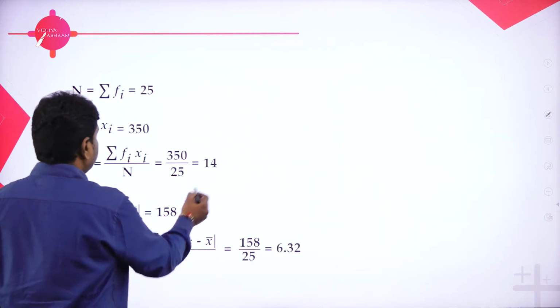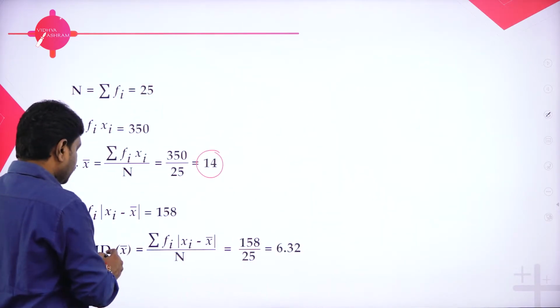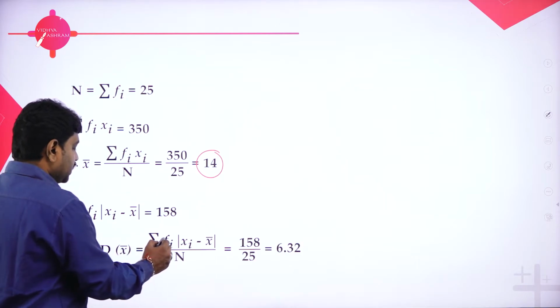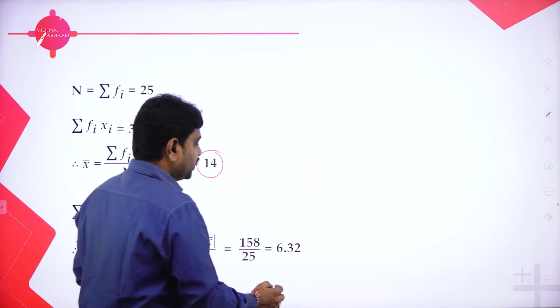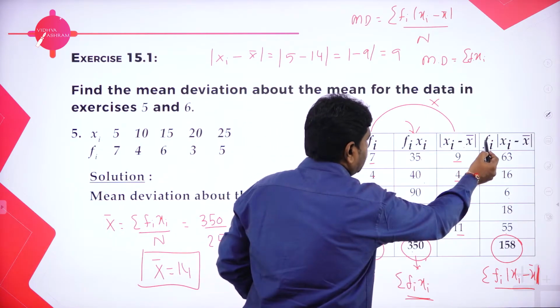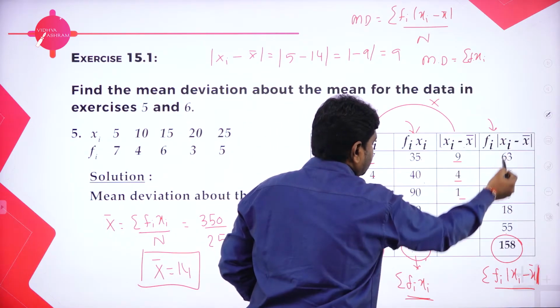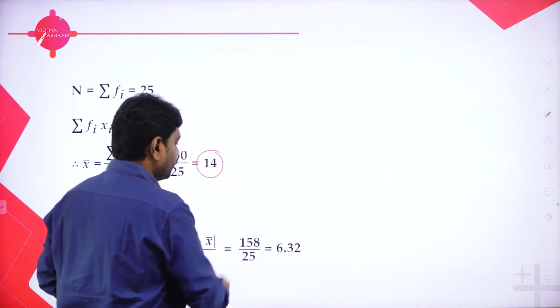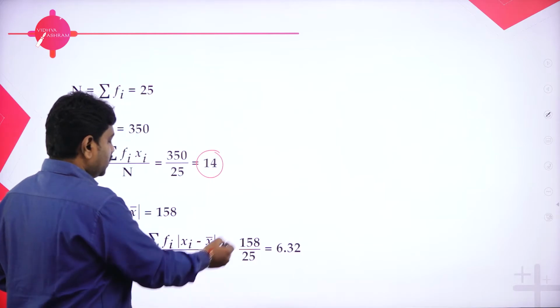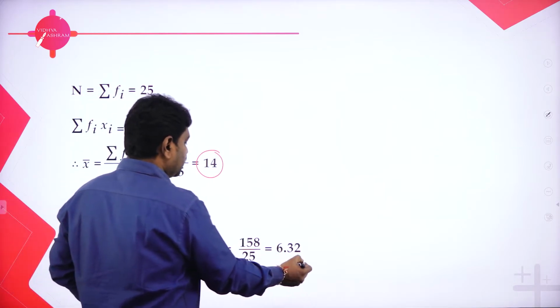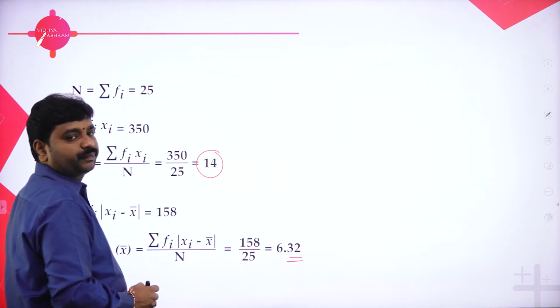So what is the mean? We got 14 already. What is the mean deviation formula? Sigma fi into modulus of xi minus x bar, divided by n. From the table, sigma means the sum of this. Sigma fi into modulus of xi minus x bar is 158. So the numerator is 158 divided by n. N means the sum of the frequencies, that is 25. 158 by 25, use a calculator, you will get 6.32.